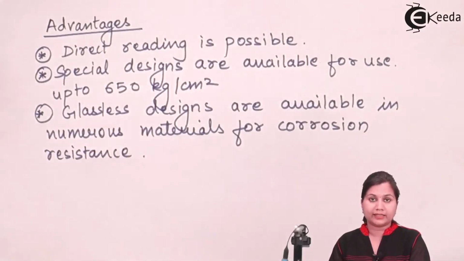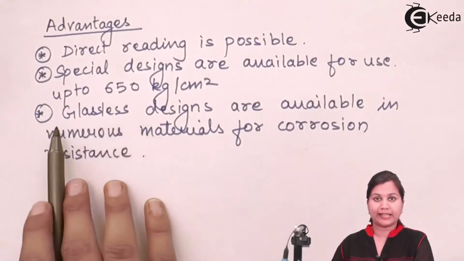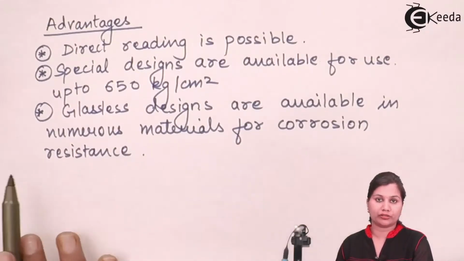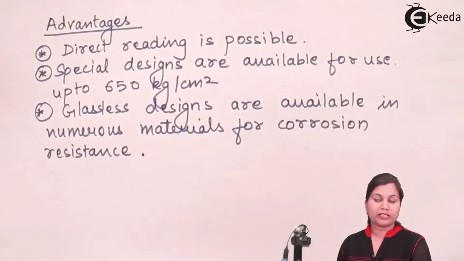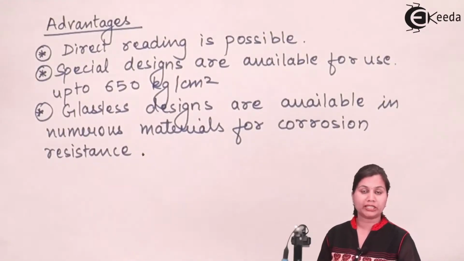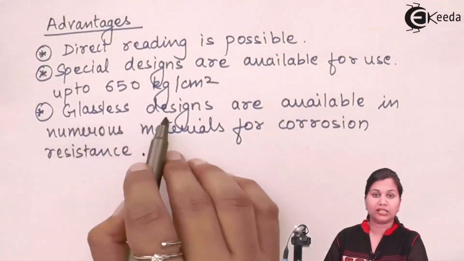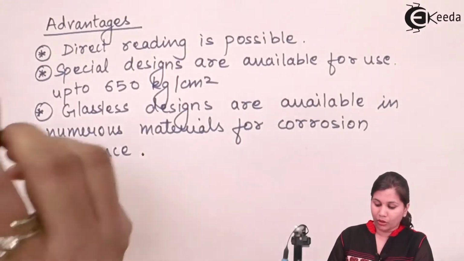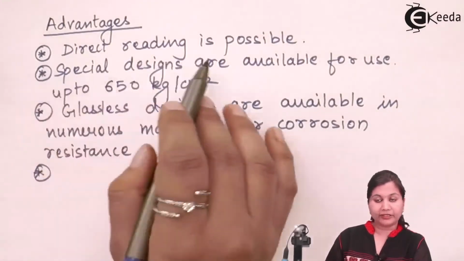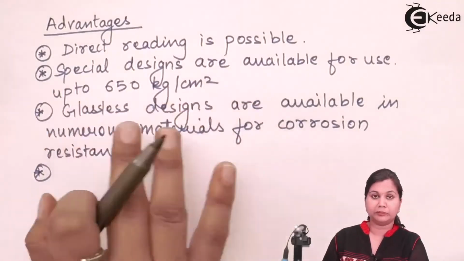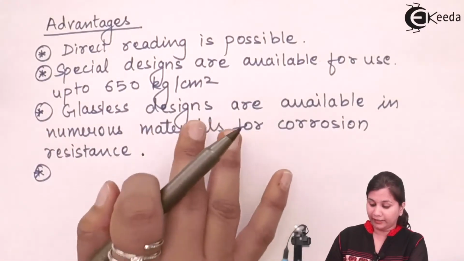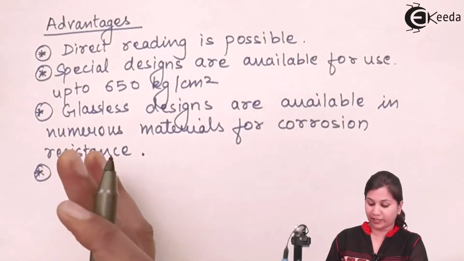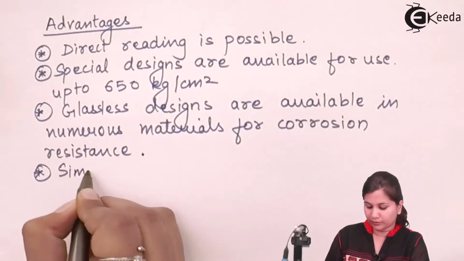Also, in this side glass tube method, there are special designs like the glassless designs, which are available in numerous materials for corrosion resistance. So to provide resistance against corrosion, or to protect the glasses from corrosion, glassless designs are also available. Also, direct reading is possible, special designs are available, glassless designs are there, and because no moving parts are there, it is simple to use.